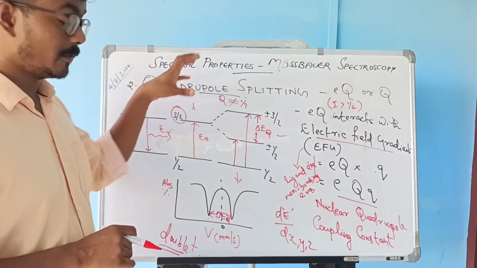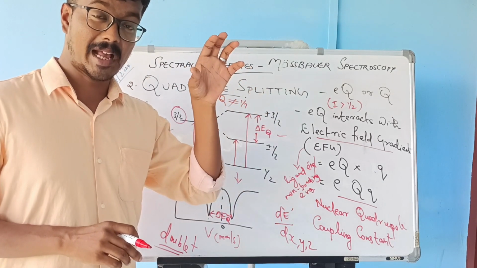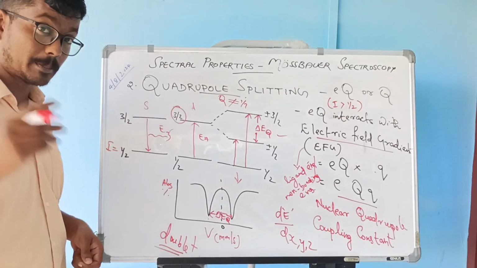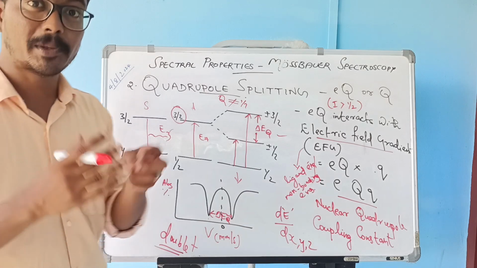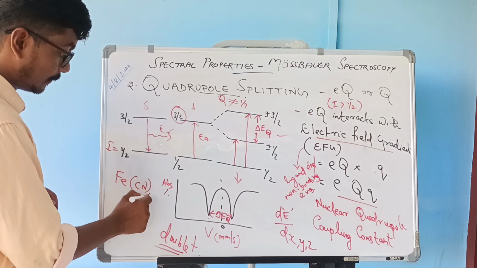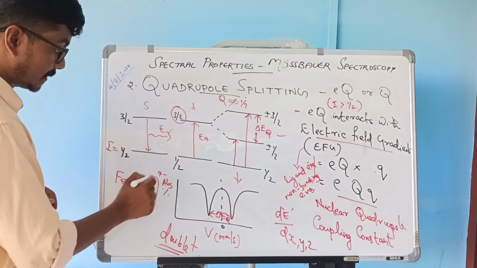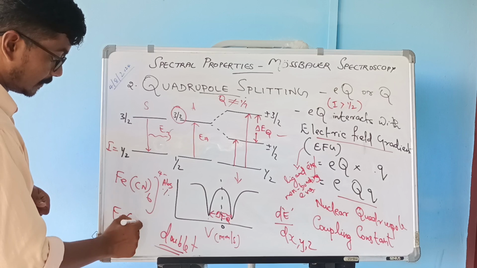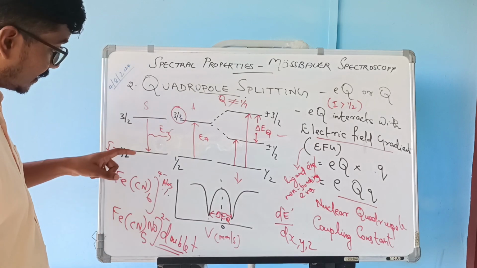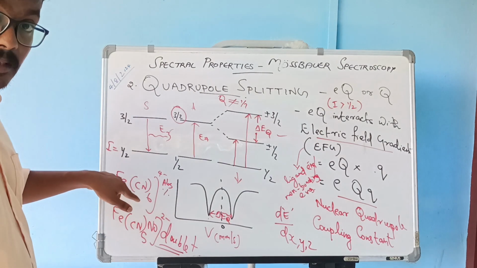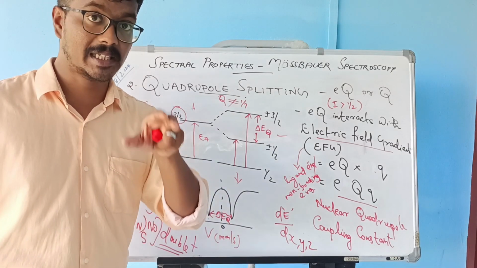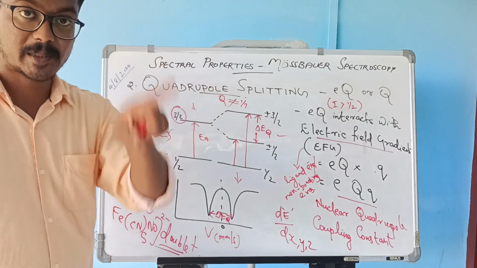Because of the presence of the electric field gradient and the unsymmetrical distribution of electrons, due to the presence of ligands with separate electron distribution. We have already learned that in [Fe(CN)6]4- and [Fe(CN)5NO]2-, in the first case, all ligands are the same, in the same symmetrical electronic environment. So there is no splitting. Only a single spectrum will come.